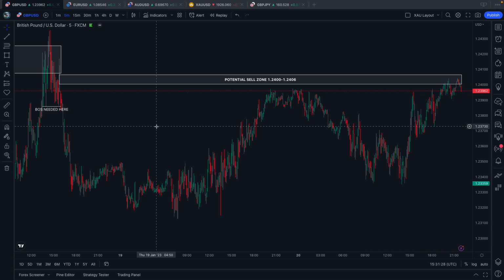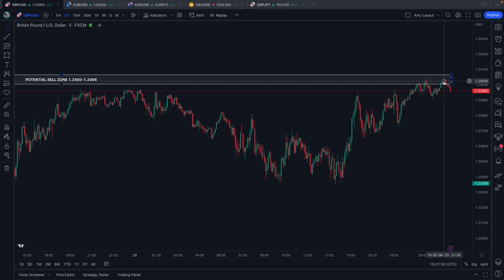So we'll go over Great British Pound to the US dollar first, as that's what we have on the screen. You'll see here that I have a potential sell zone highlighted out for you all. So I want you to pause this video and highlight this sell zone for yourself. We have just seen price actually penetrate this zone and give us some good signs of rejection.